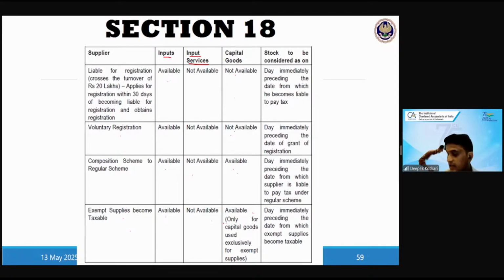It is only on such capital goods which are used exclusively for exempt supply. हर किसी कैपिटल गुड्स पे नहीं मिलेगा. One is such goods which he was using exclusively for exempt supply. Stock to be considered as on which date: immediately preceding the date from which the exempt supply became taxable. Any doubts in this slide? Because this is a summary of what we have made in the discussion post the P link.